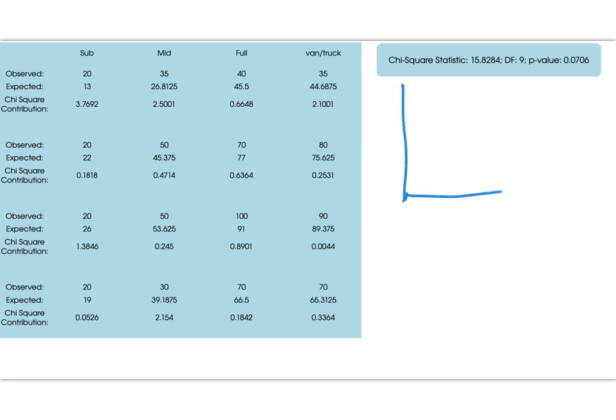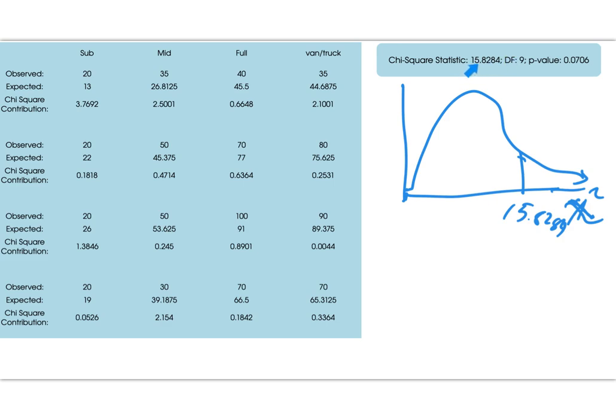So it's chi-squared. I said it's chi-squared because that's the only thing I have. For goodness of fit, that's what a chi-squared looks like. And my chi-squared value is right here. It's 15.8284. It came from this little nugget right there. The p-value, the area in that tail, is 0.0706. Greater than 0.05. I cannot reject the null.